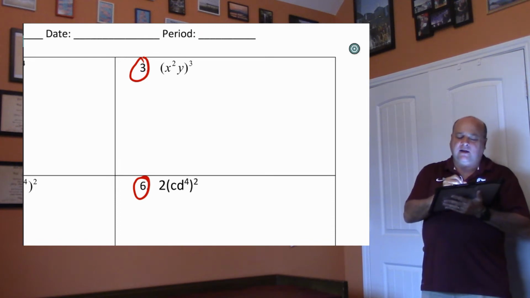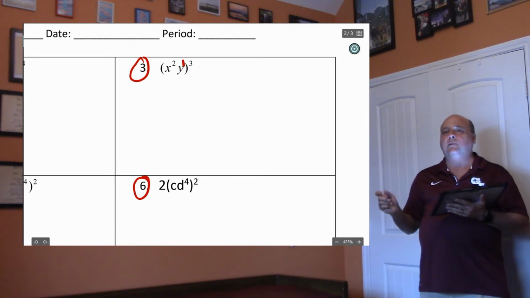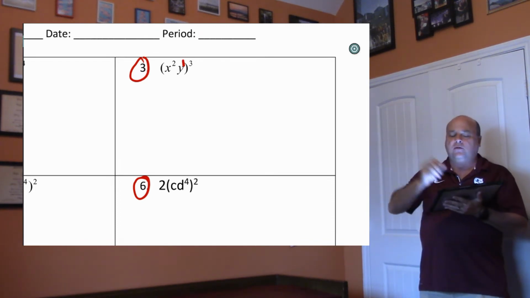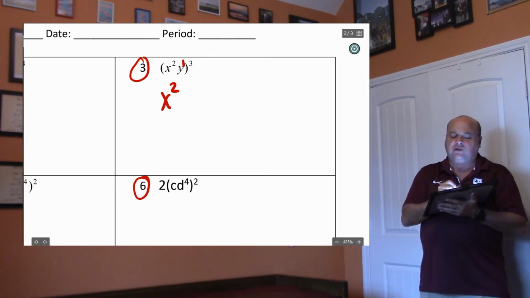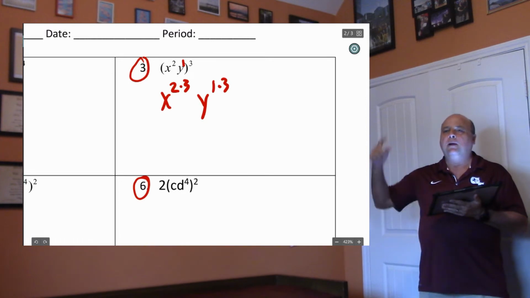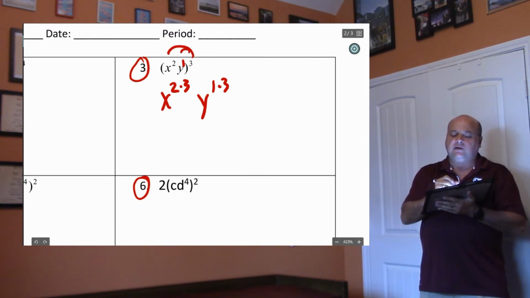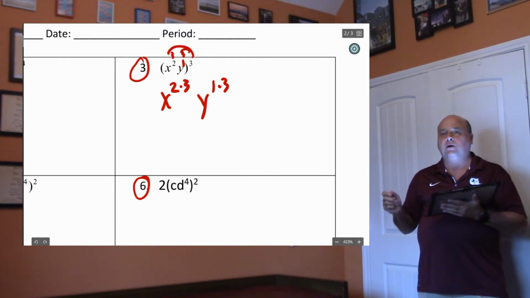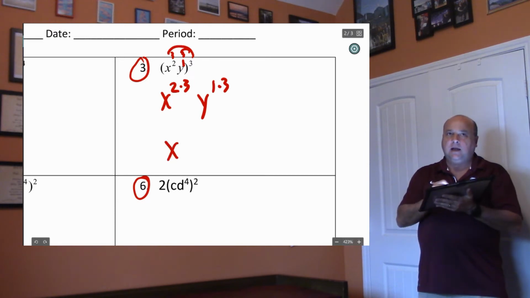Now then, technically, this y has a 1 exponent. So I'm going to take the power of 3, and I'm going to do this. X to the 2 times 3, y to the 1 times 3. Remember, this 3 is going to distribute to every exponent inside. So it's going to be x to the 6, y to the 3rd.